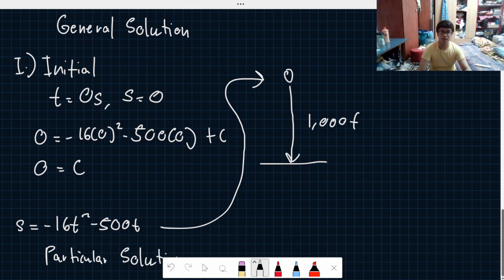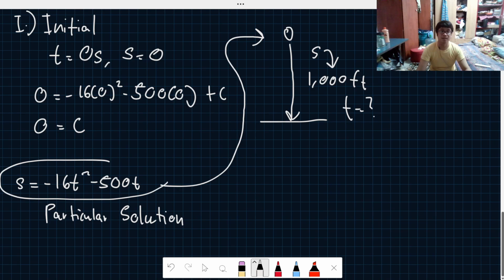It's 1,000 feet. Now, how long will it take to reach 1,000 feet? Basically, how long will this body take to fall to the ground, in which it covers 1,000 feet? So we're looking for the time when you reach the ground. With that being said, that means our S is 1,000 feet so that we can find the T here.